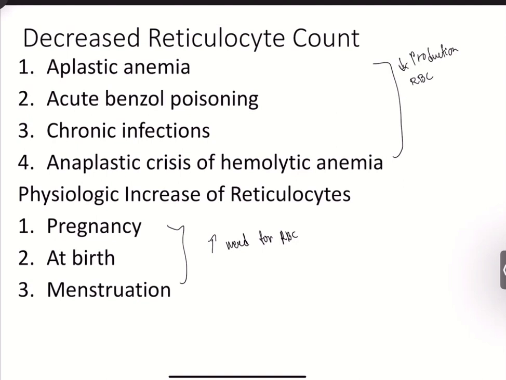Like in pregnancy, why? Two people are now using the RBC, the mother and the baby. And at birth, there is increased production of your RBC. Why? Because the baby will now rely on its own production of these RBCs. And menstruation, in females, because of the normal loss of blood, it increases the need for the production of your RBC. That's why reticulocytosis can also be observed in physiological events.